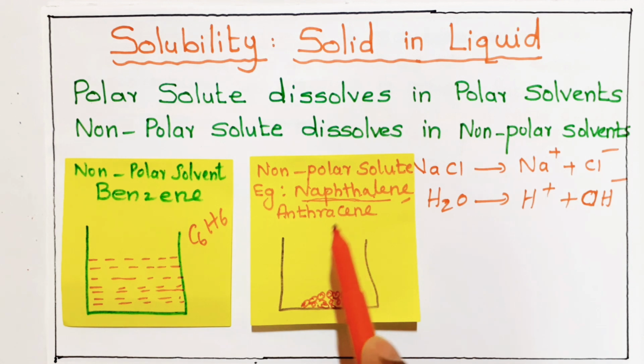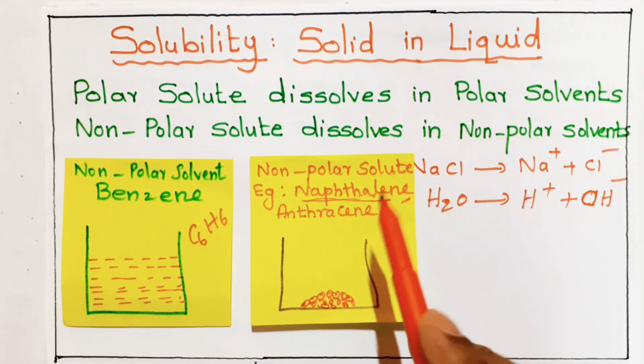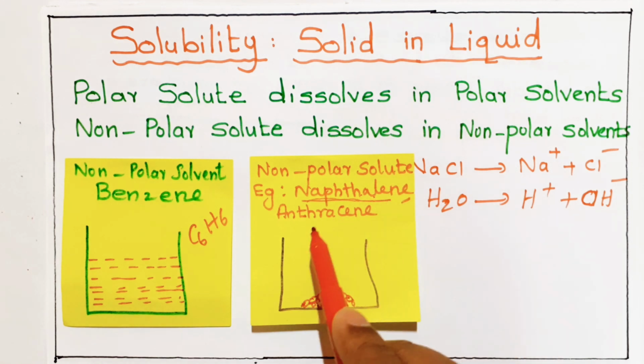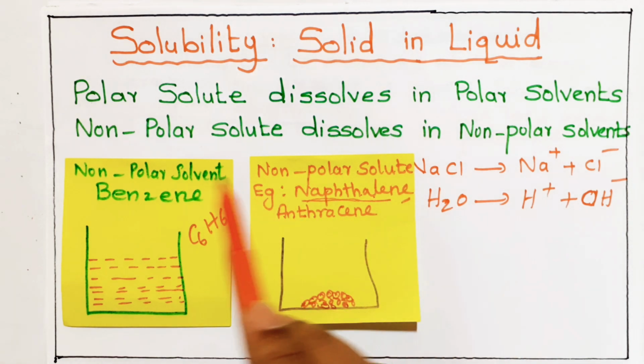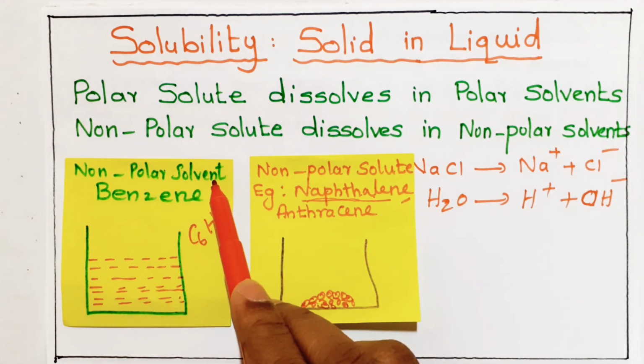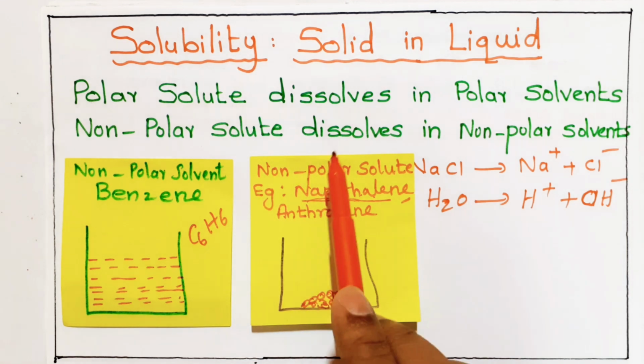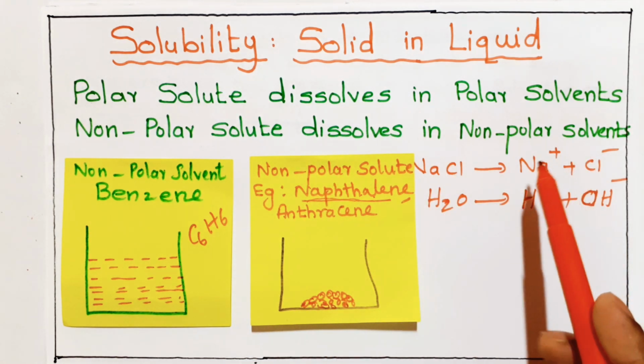We can say another example. Anthracene is a non-polar solute. So anthracene, if we add into non-polar solvent benzene, will it get dissolved? Yes, it will get dissolved, because non-polar solute dissolves in non-polar solvents.